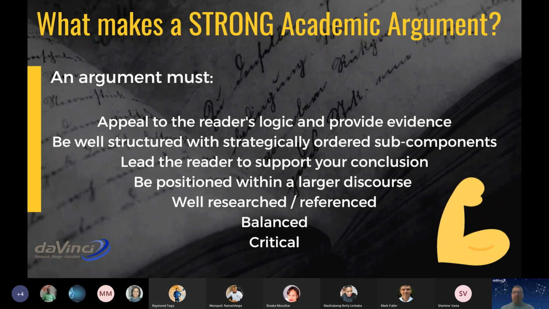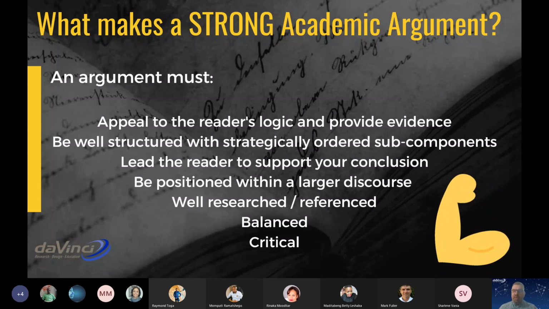Now, dealing with doctorate and master's students, this is something that we talk about all the time, because they can find the right evidence, they can find the right sources to support their argument, but the way that these sources, these components are organized is critical to formulating a strong argument. You have to lead the reader to support your conclusion.